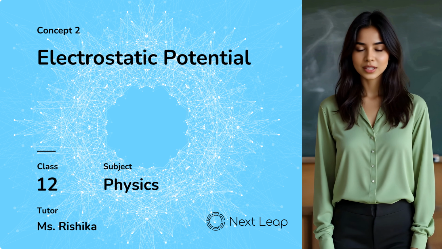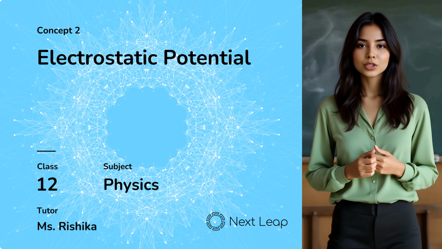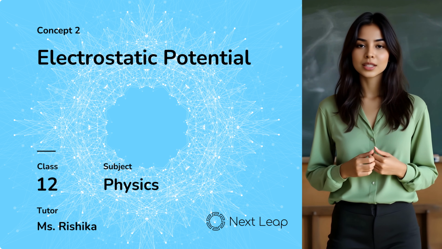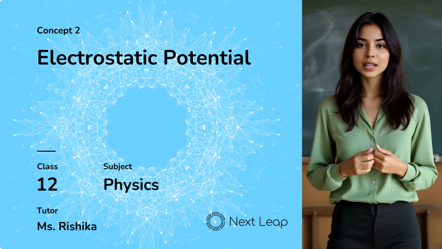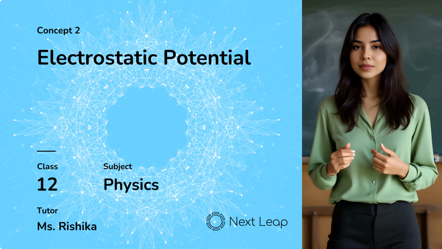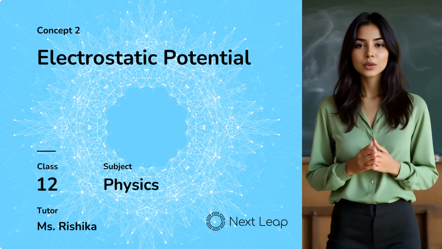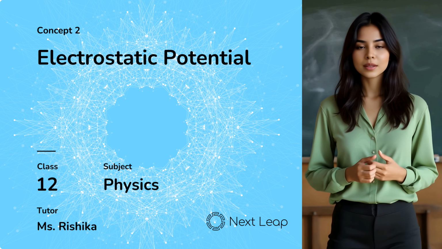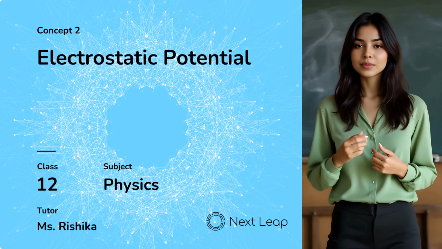Now why from infinity? Because at infinity, the effect of the electric field is practically zero, so it gives us a clean starting point. And here's something neat, electrostatic potential is a scalar. It doesn't care about direction, just about the amount of work. It can also be positive or negative, depending on whether you're dealing with repulsion or attraction.